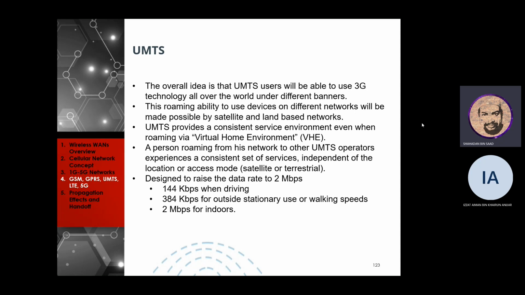So the overall idea is that UMTS user will be able to use 3G technology all over the world under different banners. So this roaming ability to use devices on different network will be made possible by satellite and land-based network. So maksudnya telefon, chip, semua kita nak standard dah kan lah. Waktu nak pakai 3G ke tak. Jadi macam tadi kan, nak roaming pun susah, apa semua susah.